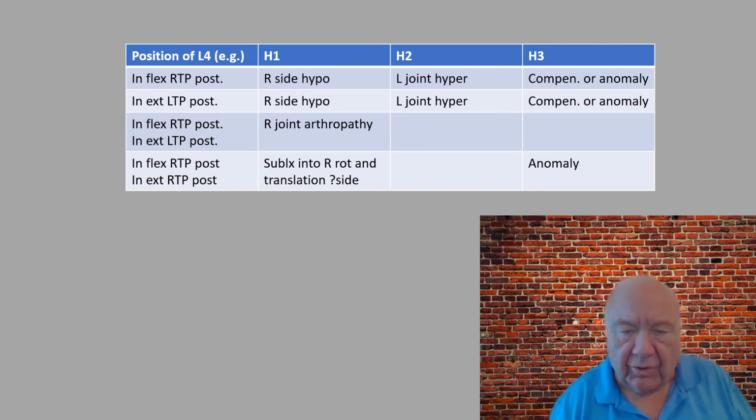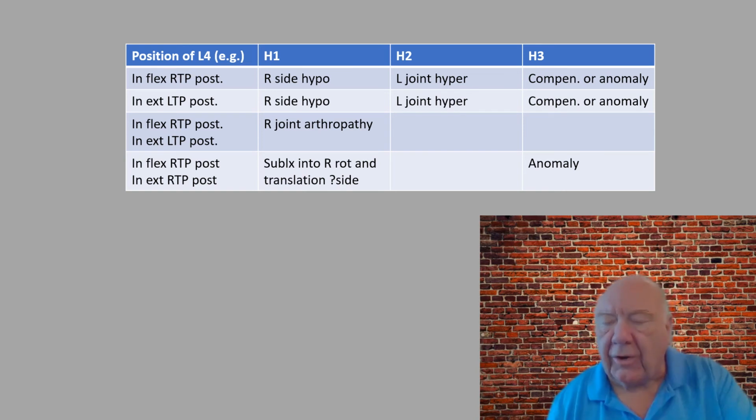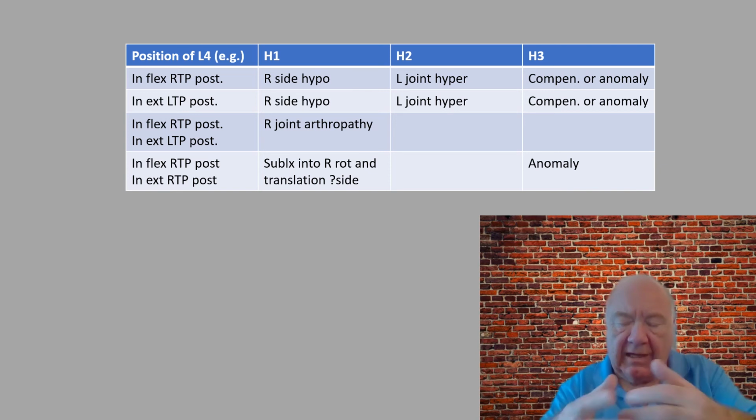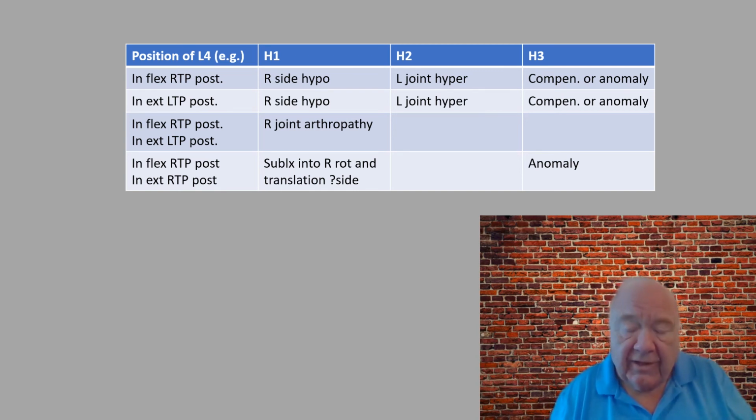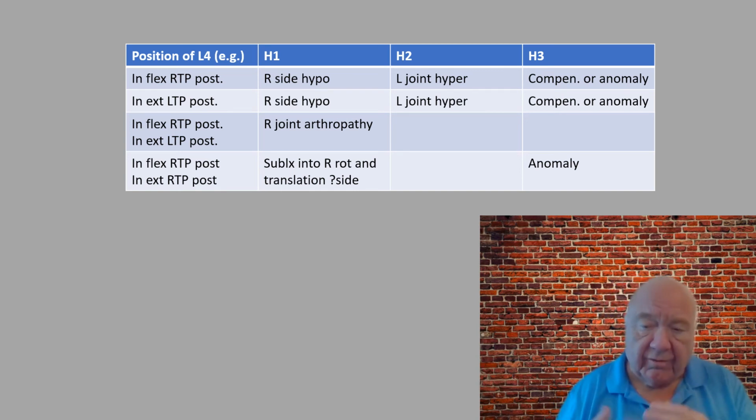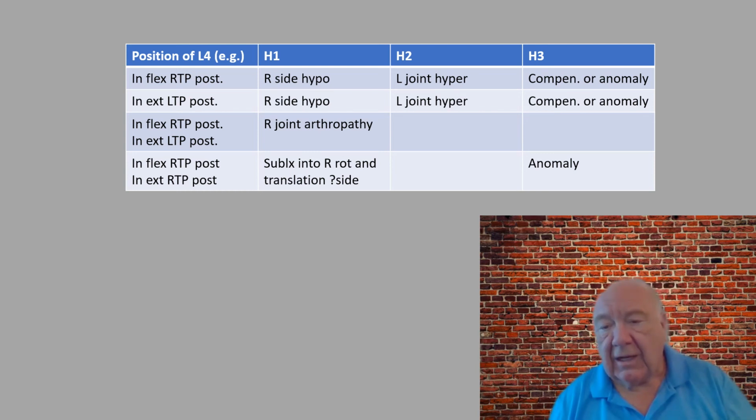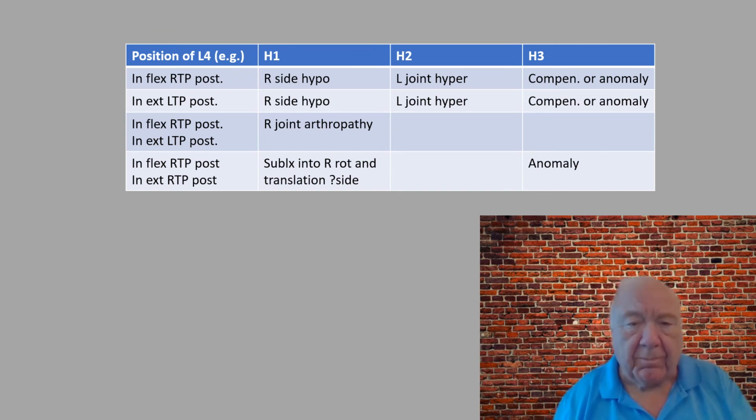Now, it is possible to have, in flexion, the right transverse process posterior, and in extension, the left transverse process is posterior. And what you're saying is that the same joint is hypomobile in both directions. It's a flexion hypomobility and an extension hypomobility. And if the joint glide is positive, all right, now this is an arthropathy. It's either a fibrosis or an arthrosis with a capsular thickening. So that denotes a right joint arthropathy, but it's got to be associated with a positive PAVM.